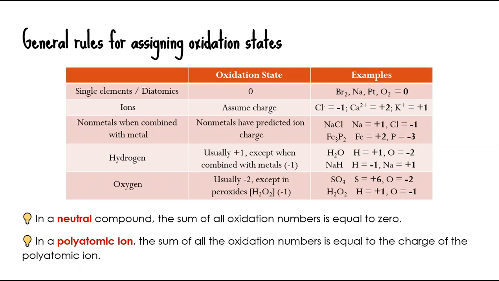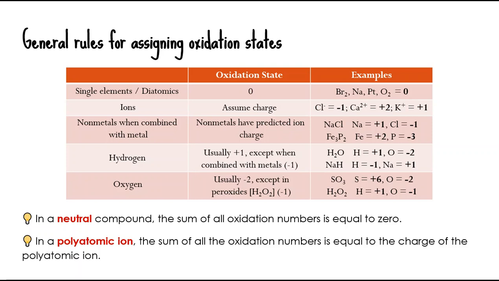Okay, so quick review of the general rules for assigning oxidation states, because if you can't assign oxidation numbers, you're going to have a lot of trouble here in redox. Remembering general rules here, elements or diatomic elements, anything in elemental form gets assigned an oxidation state of 0. Ions usually follow their assumed charge, like the alkali metals, group 1, are always +1. The alkaline earth metals are +2, and so forth.